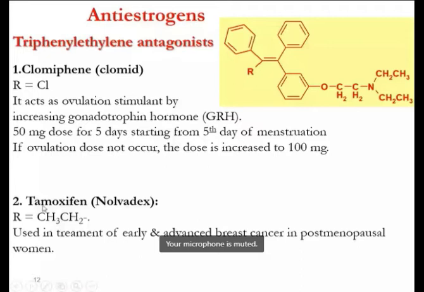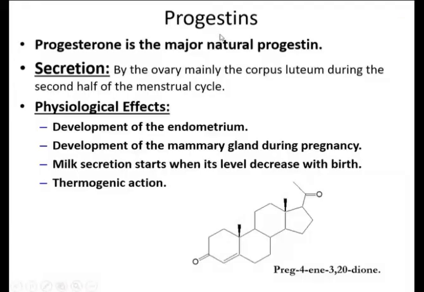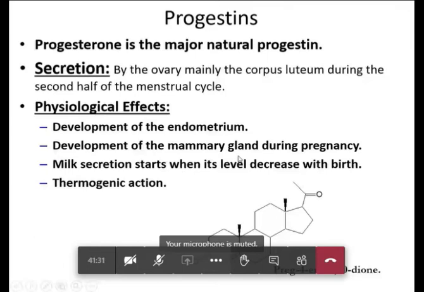Progestins. Now we were discussing estrogens. Now progestins. Progesterone is the major natural progestin secreted by the ovary, mainly the corpus luteum during the second half of the menstrual cycle. It is physiologically important for the development of the endometrium, development of the mammary gland and during pregnancy. Milk secretion starts when its level decreases with birth. Thermogenic action. Okay. Now the structure is like that.